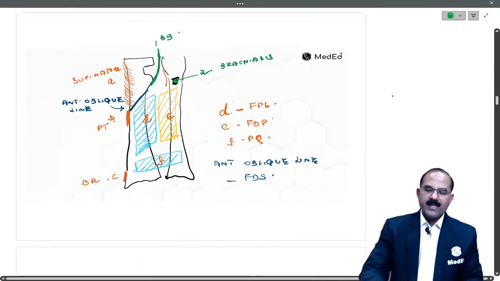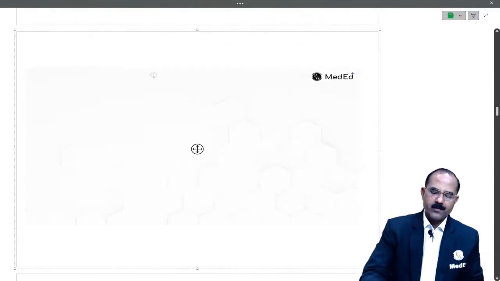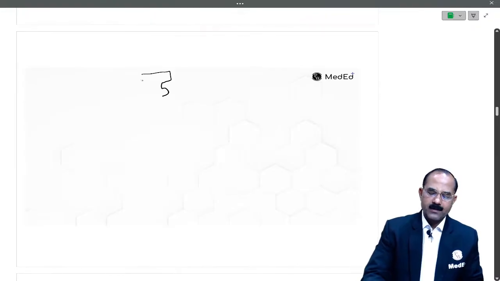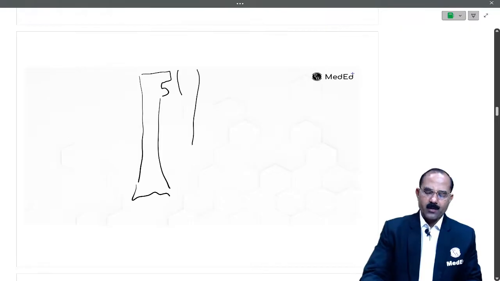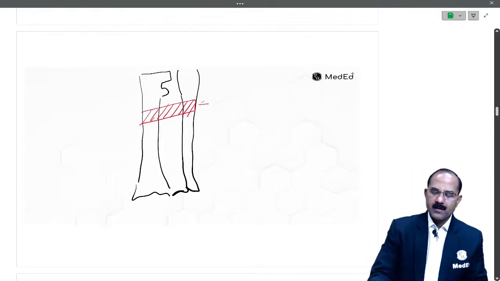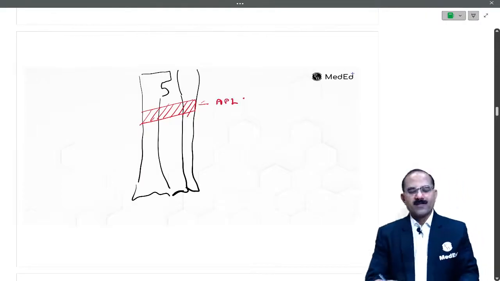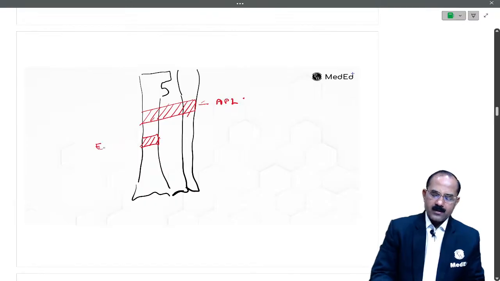Now if you see the radius and ulna from a posterior view, the posterior aspect of radius and ulna, how do you remember it? This is very easy. And the same diagram you draw for the anatomical snuff box. There's a muscle which begins from both radius and ulna. Can anyone tell me? That is abductor pollicis longus. A muscle which begins from radius alone is extensor pollicis brevis. A muscle which begins from the ulna is extensor pollicis longus.